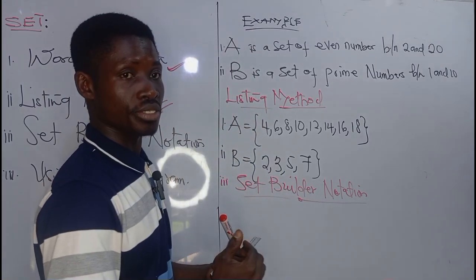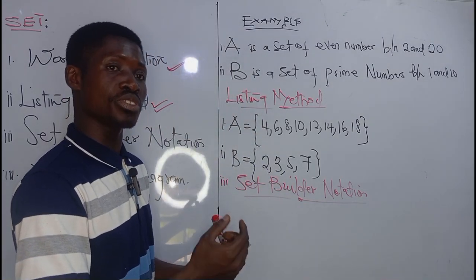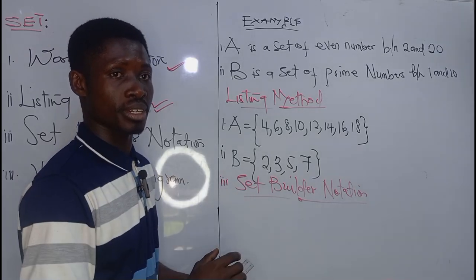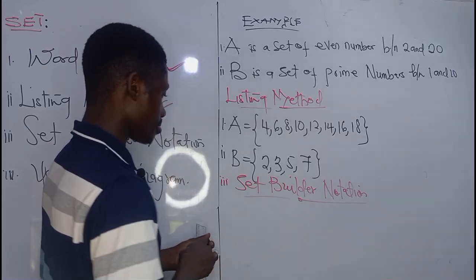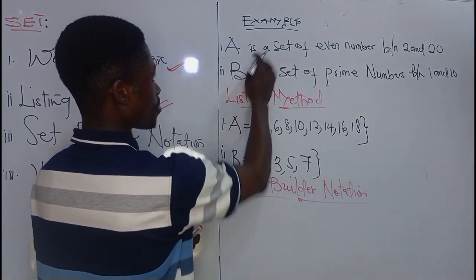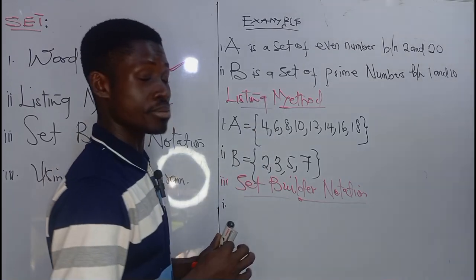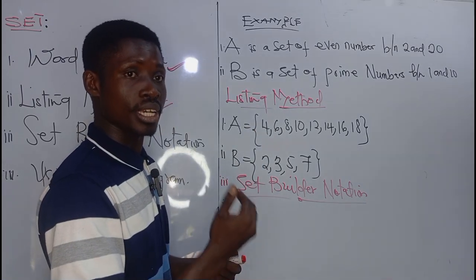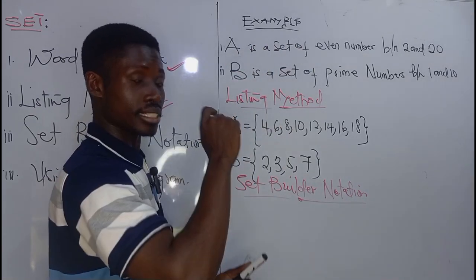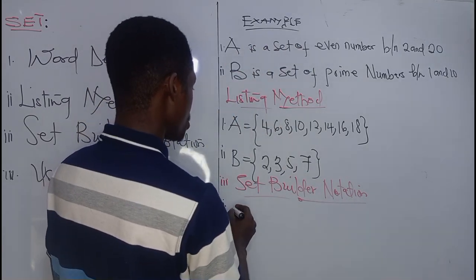Now with the set builder notation, what we are going to do is use the properties of the elements within the set to describe them. An example is the same example under the word description. We said that A is a set of even numbers between 2 and 20. We can use the set builder notation to describe this set. So this is how we are going to go about it.